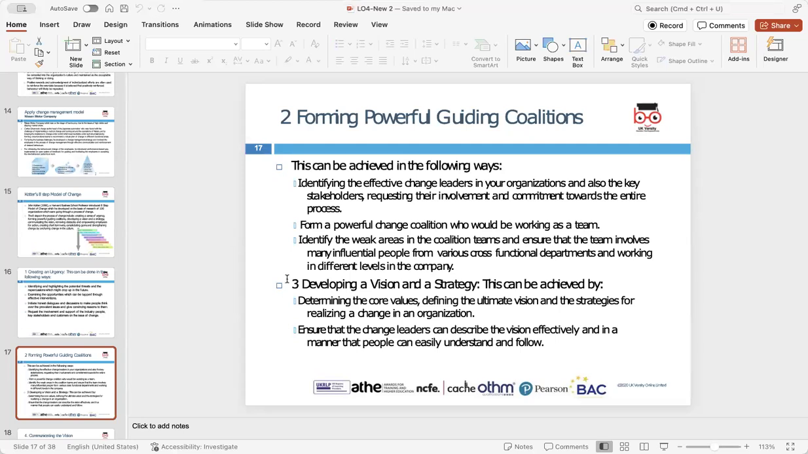Developing the vision and strategy is the next step in the process. This basically involves determining the organization's core values and creating a clear vision for the future. The strategy provides the roadmap for achieving this vision, ensuring that all efforts are aligned with the ultimate goals of the change process.